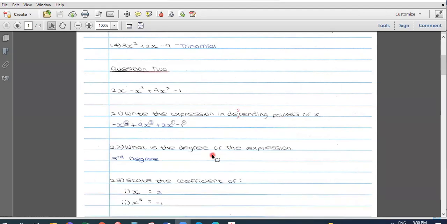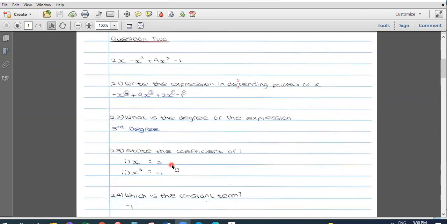The degree of the expression is third degree, because the degree of an expression is the highest exponent. In this case, it is 3. So we're looking at third degree. State the coefficient of x. So we're looking at x. Coefficient is the number in front of your variable x, and this is 2. So your coefficient of x is 2.